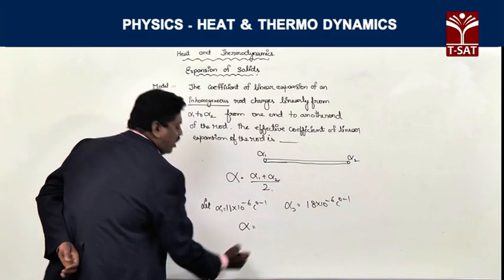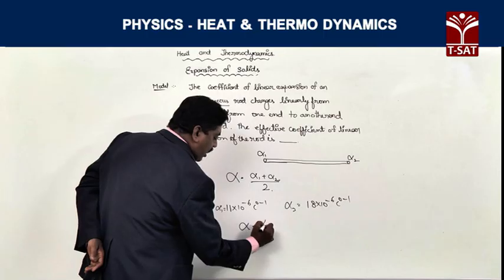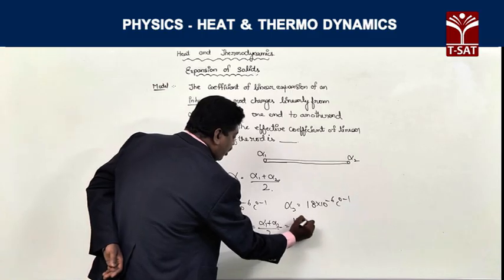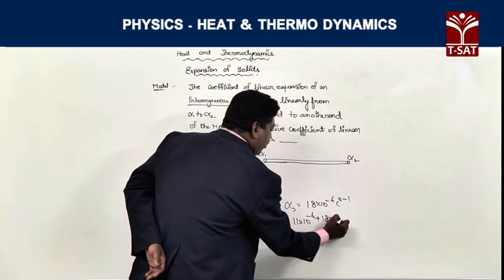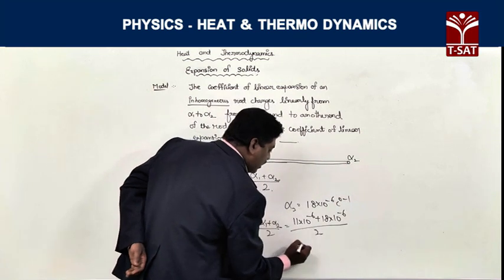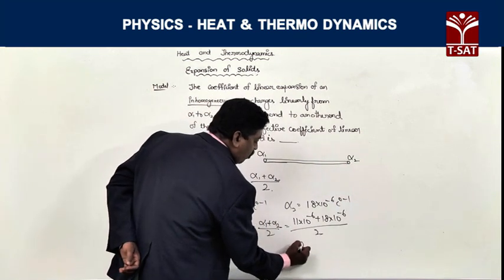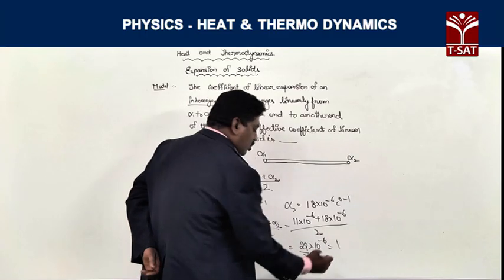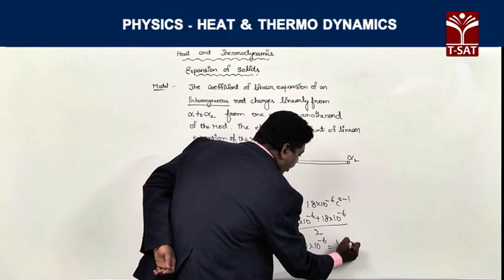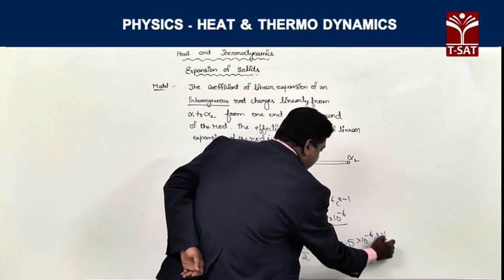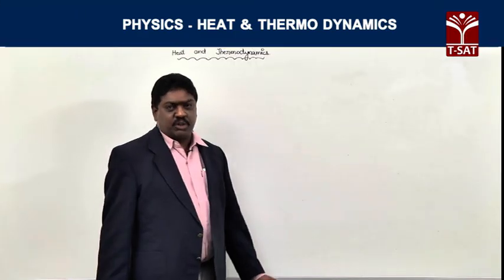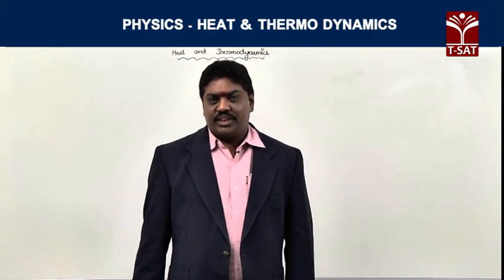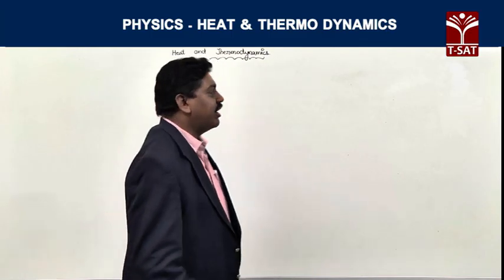Then effective coefficient of linear expansion is given as alpha equals alpha 1 plus alpha 2 by 2, which implies 11 into 10 to the power of minus 6 plus 18 into 10 to the power of minus 6 by 2. So, that is nothing but 29 into 10 to the power of minus 6 by 2. So, 2 ones are 2 and 2 sevens are 14, so 14.5 into 10 to the power of minus 6 per degree Celsius. With the previous model, we have completed the maximum number of models regarding the expansion of solids. Now, we are entering into expansion of liquids.